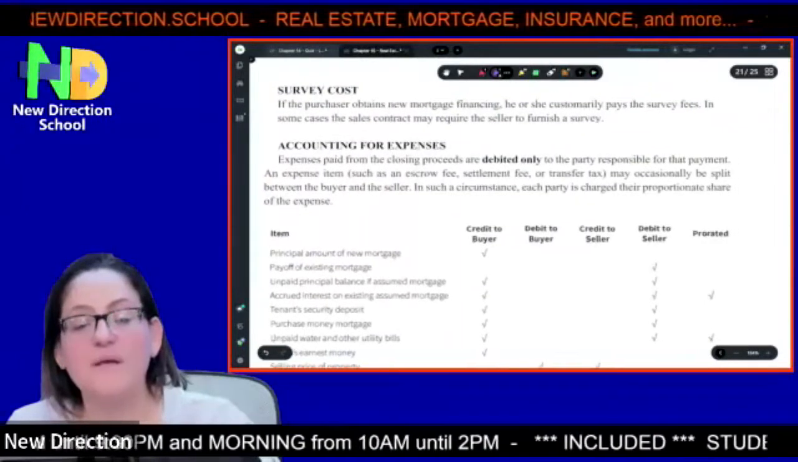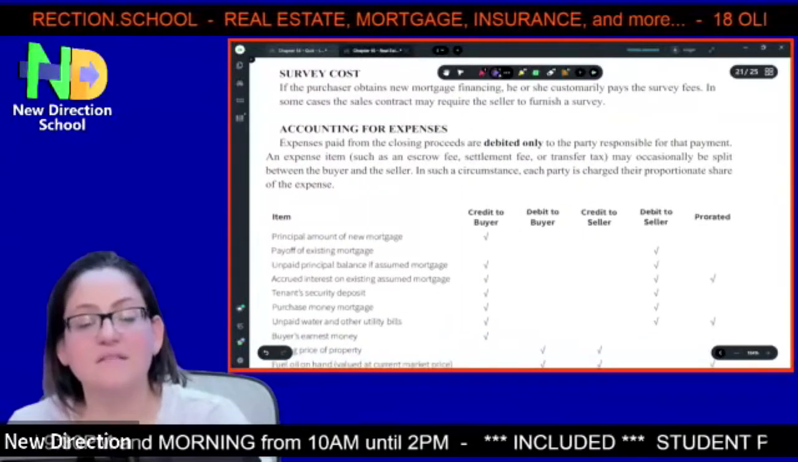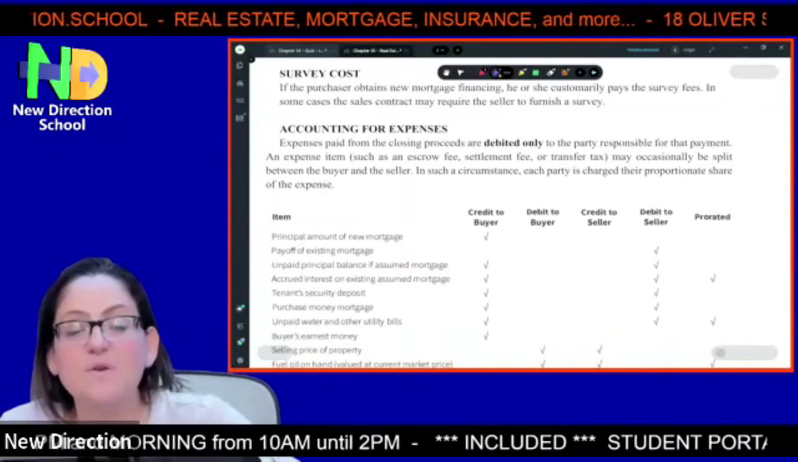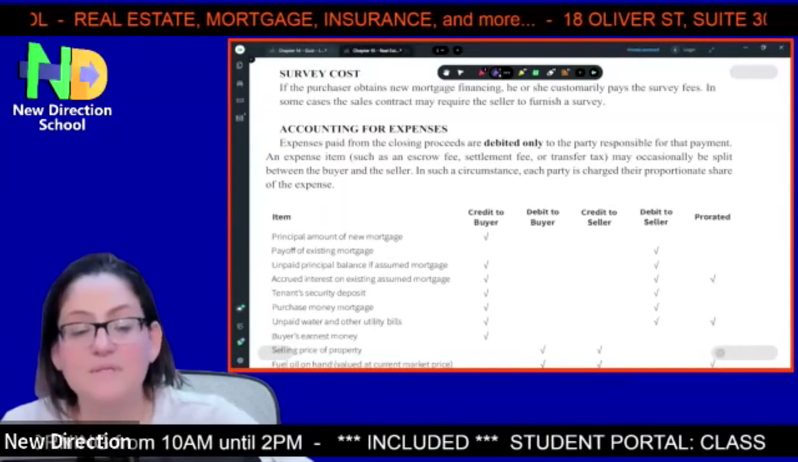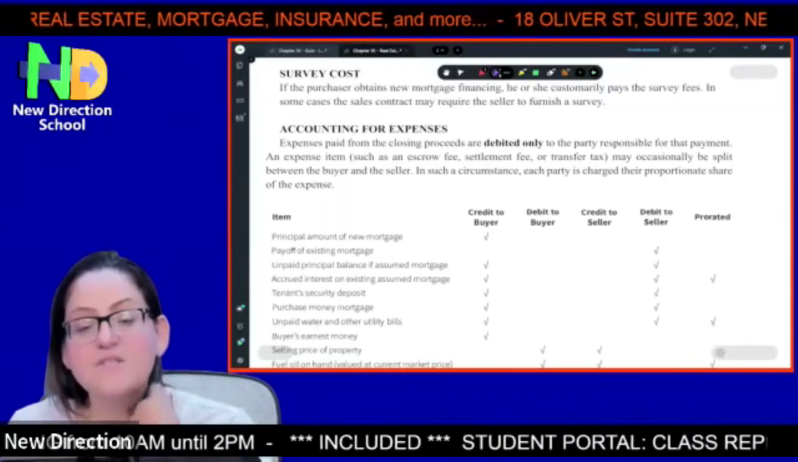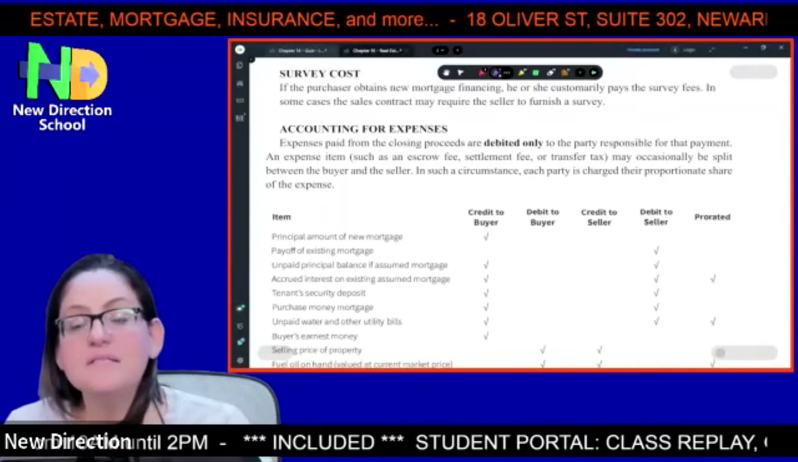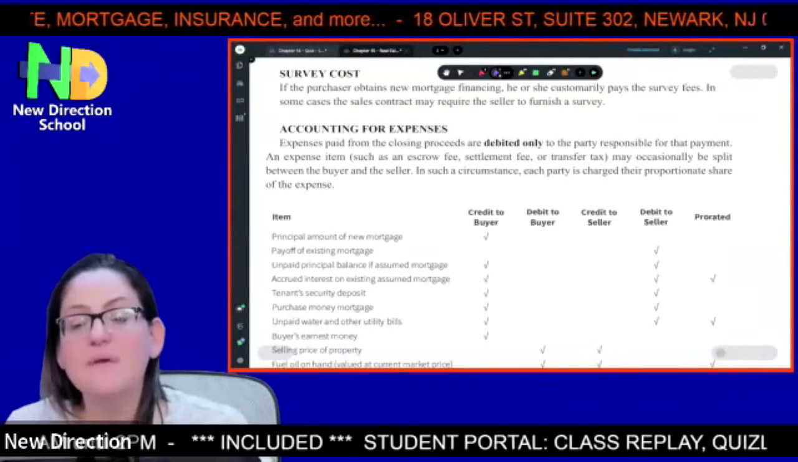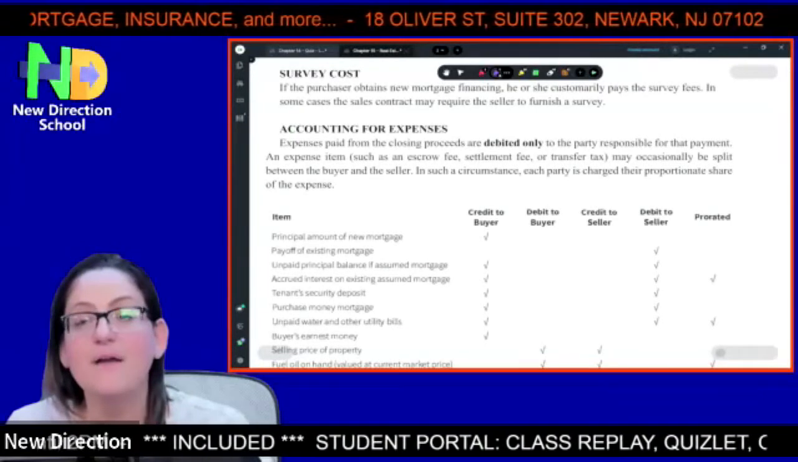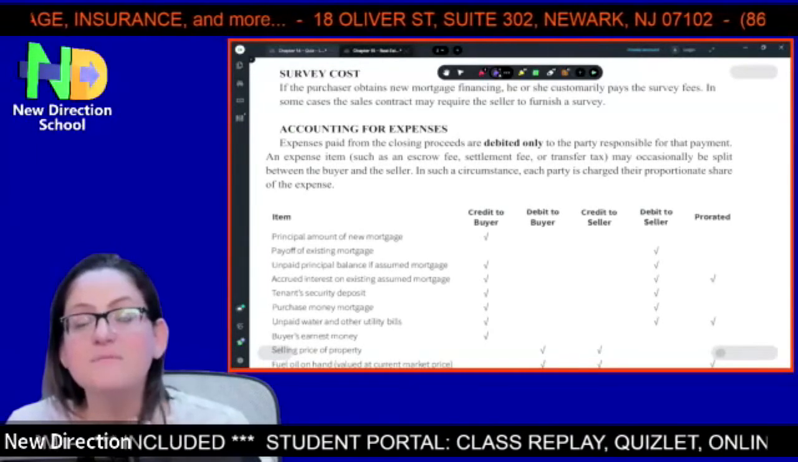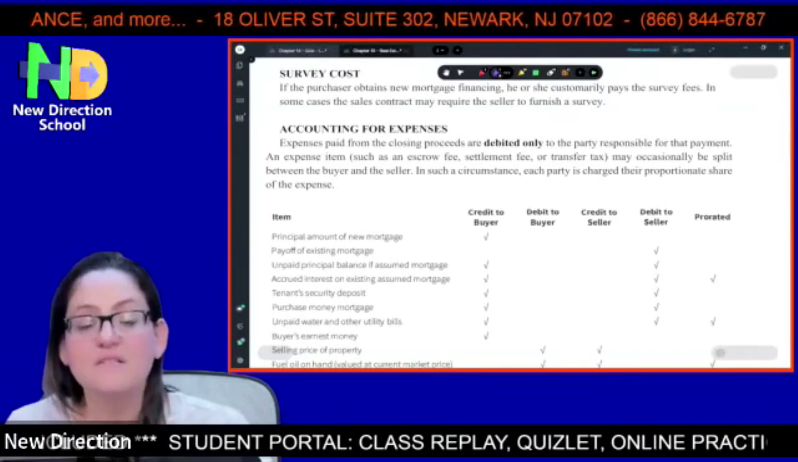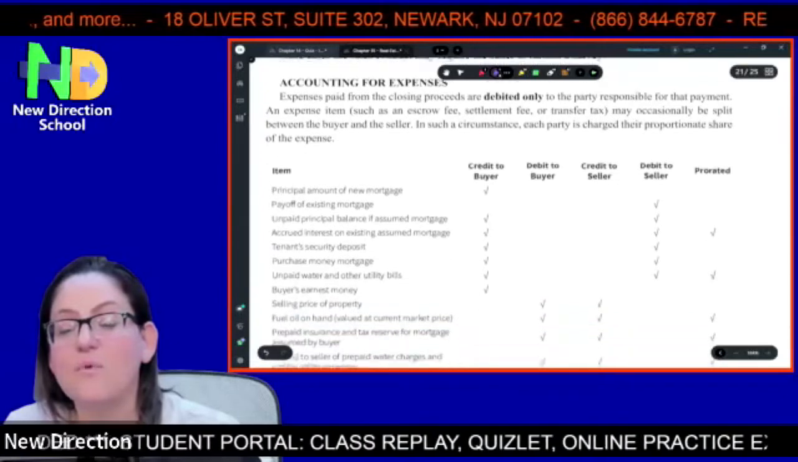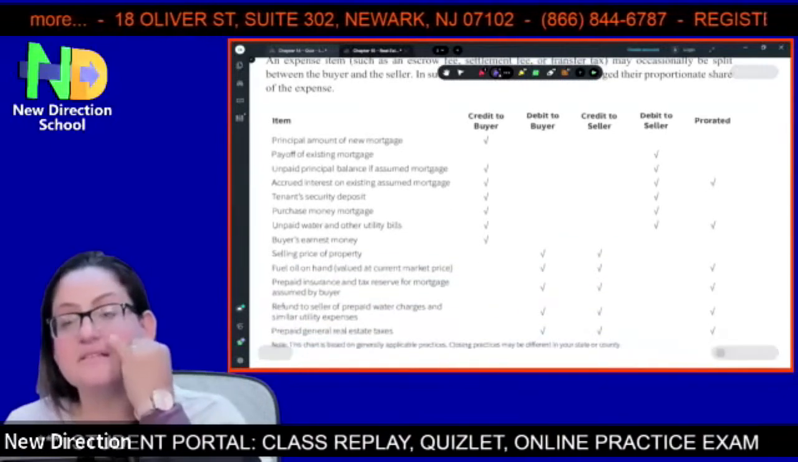accounting for expenses. Now we're going to look at this debt. Expenses paid from the closing proceeds are debit only to the party responsible for the payment. An expense item such as an escrow fee, settlement fee, or transfer tax may occasionally be split between the buyer and the seller. In such a circumstance, each party is charged their prorated share of the expenses. So now we're going to see this more in a diagram so we can understand it better.